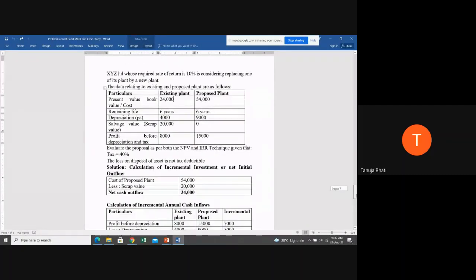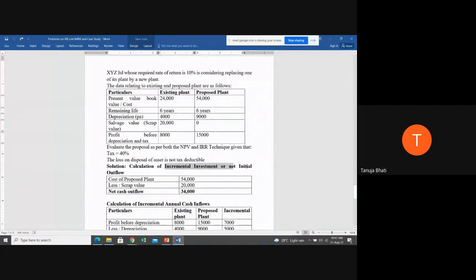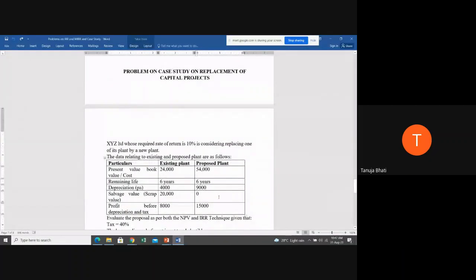So first, what you have to do is find out the incremental cash outflow. Now students, I will first explain how. Suppose you are purchasing a new plant. The new plant cost is 54,000. Obviously, if you're purchasing a new plant, you have to discard the old plant, and the scrap value of the old plant is 20,000. So what is your net? 20,000 you're going to receive and 54,000 you're going to invest. So what is your net cash outflow? Can you tell me what the incremental cash outflow is?